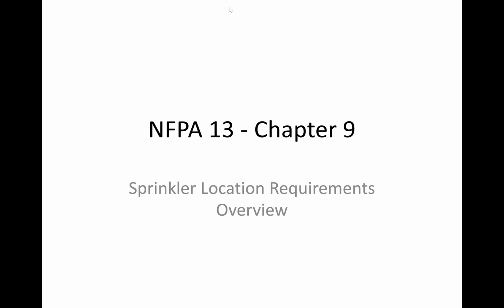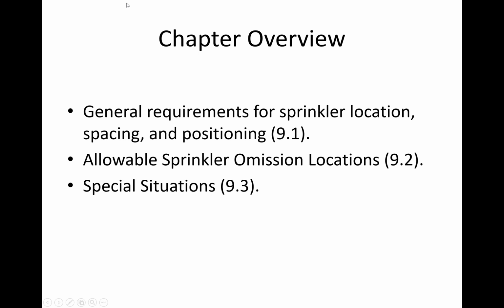Okay, now we will discuss sprinkler location requirements as per NFPA 13, Chapter 9. We will discuss mainly three aspects: the general requirements for sprinkler location, spacing, and positioning, and the allowable sprinkler omission locations and special situations as per 9.3 and 9.2 of NFPA 13.